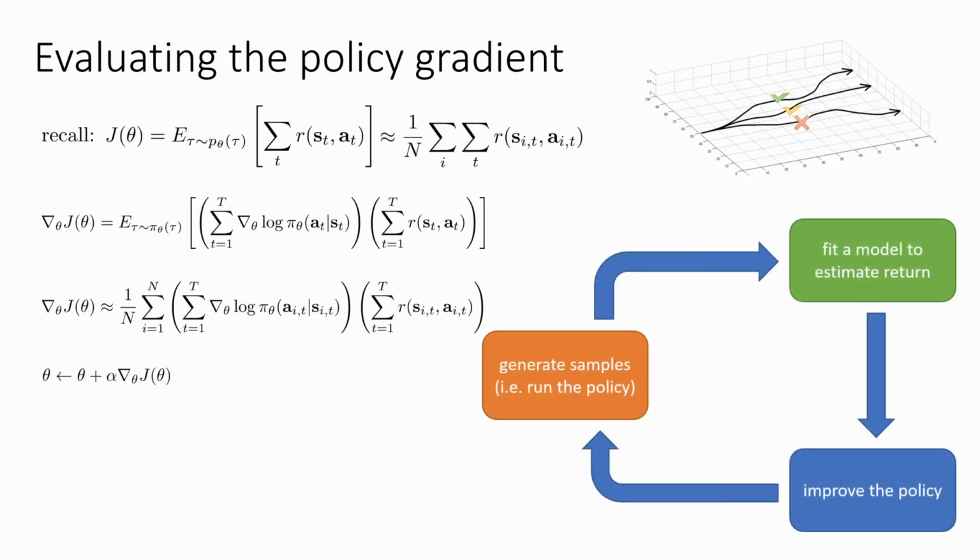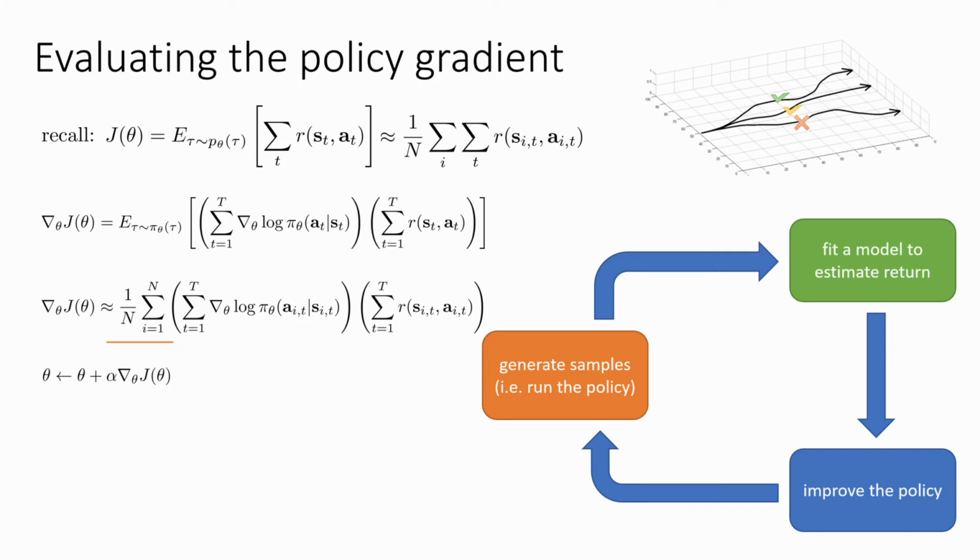So let's, just to kind of round out our discussion of this algorithm and to really solidify that, let's come back to the anatomy of a reinforcement learning algorithm. So last week I talked about how every reinforcement learning algorithm consists of 3 parts: generation of samples, fitting a model or estimating a return, and improving the policy. And this algorithm does do all 3 of those things.